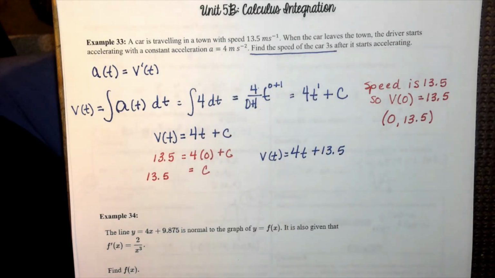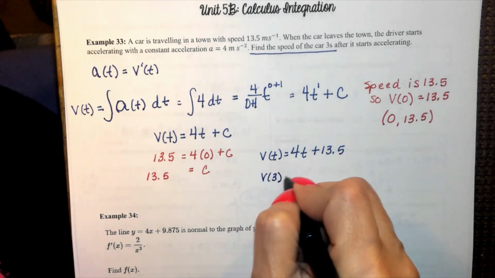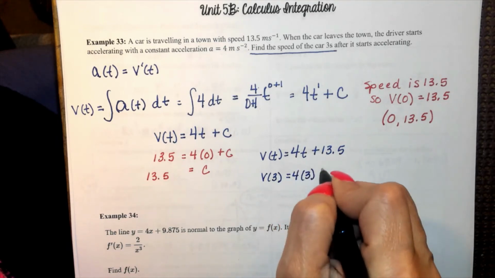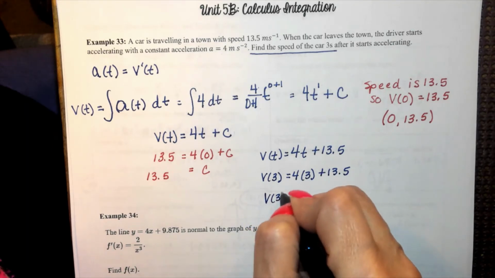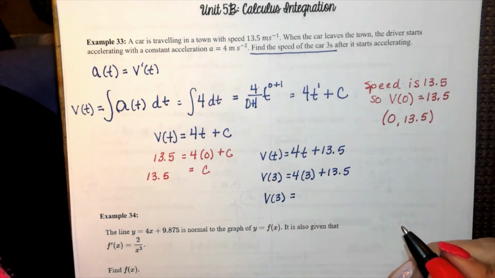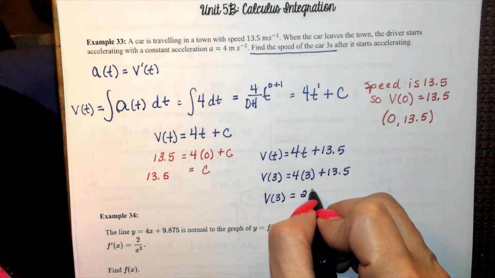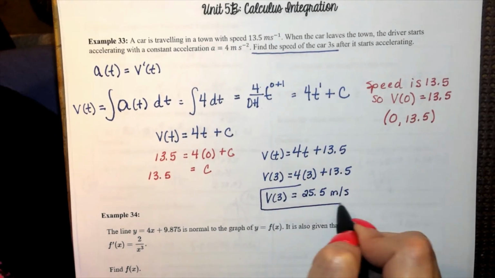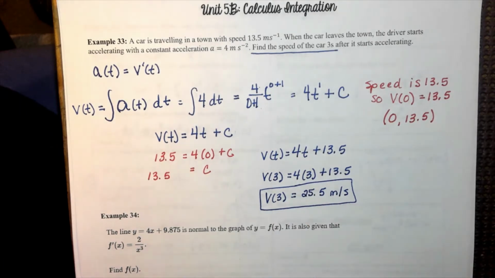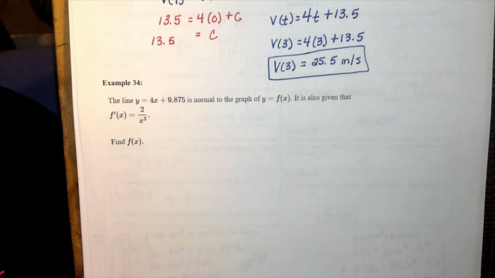I want to know, how fast am I going at 3 seconds? Can you figure that out? Yeah, after 3 seconds, I would do v of 3 equals 4 times 3 plus 13.5. So the velocity at 3 seconds is 12 plus 13.5, isn't that 25.5 meters per second? Again, a lot of physics there. And if you know another way to solve that using your physics, go for it. They won't care.